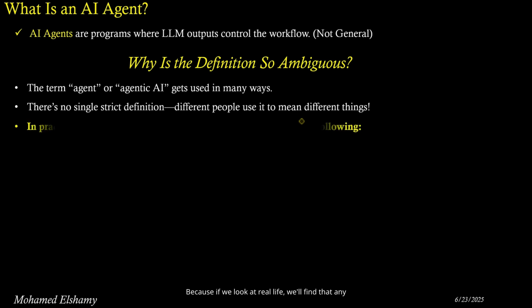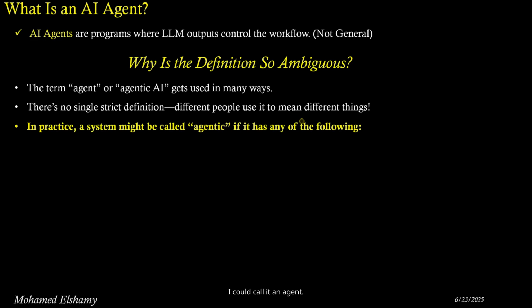Why? Because if we look at real life, we'll find that any system, I could call it an agent, if there is anything that comes first, let's say this system, or let's assume it's just a regular system, and this system is able to call a set of LLMs, just like in any programming language when you call a specific function. It's the same thing here as well. Let's assume we have a program that can call LLMs like ChatGPT or anything similar. It can call them, give them input, and get output back.